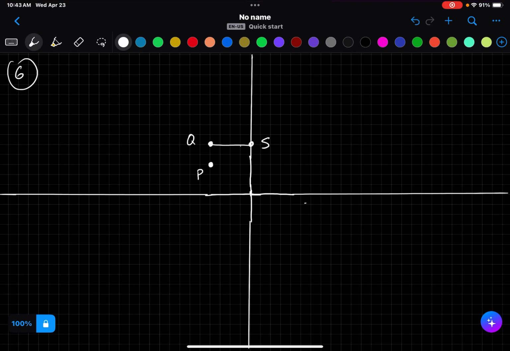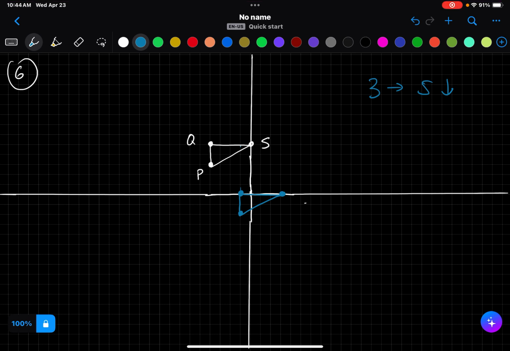Let's connect them. So they're asking you to translate this 3 to the right and 5 down. So let's do that. Let's start with point S. 3 to the right and 5 down is going to be right here at the x-axis. Point Q, 3 to the right and 5 down is going to be right here. And point P, 3 to the right and 5 down is going to be right here. So just go ahead and draw out your triangle, and that's it. You have translated this triangle, the QSP or PQS, whatever, 3 to the right and 5 down.